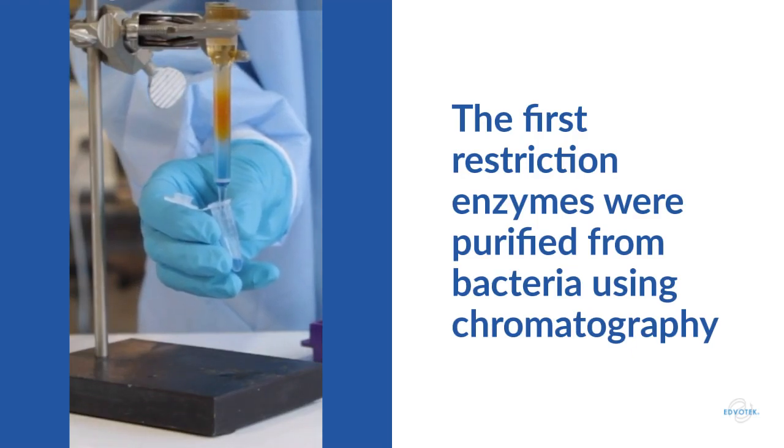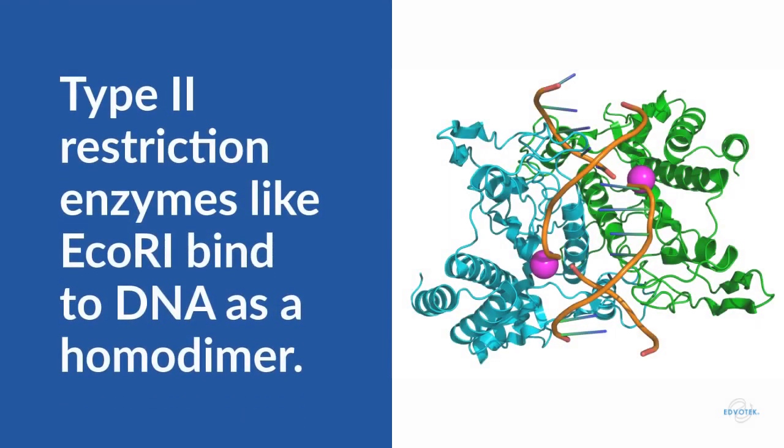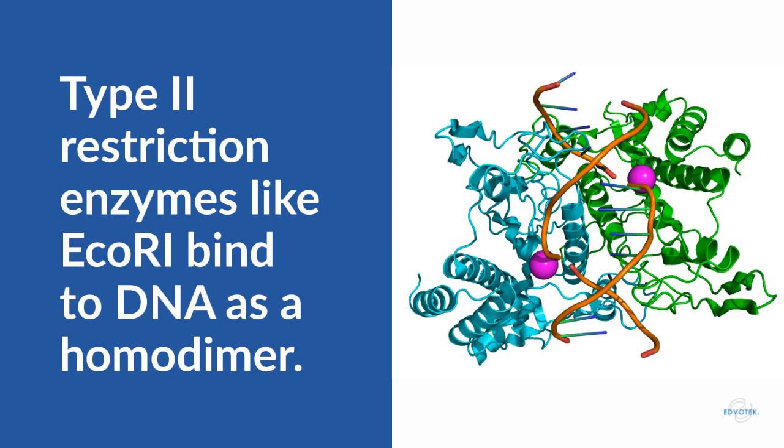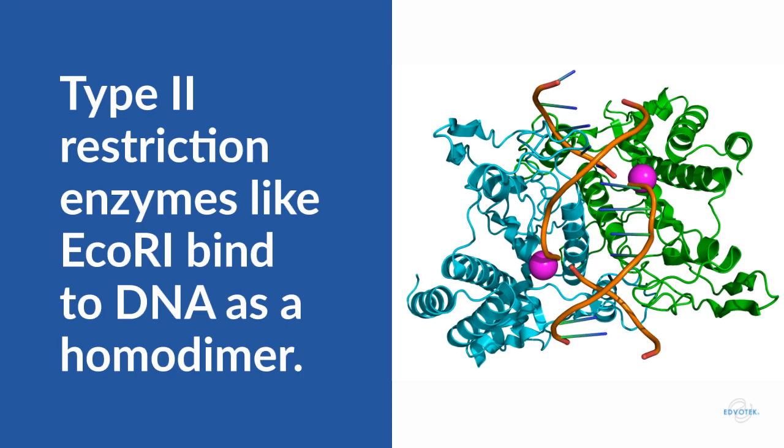the chromatography matrix. Type 2 restriction enzymes are one of the 5 types of endonucleases isolated from bacteria. They bind to DNA as homodimers with 2 identical protein subunits binding to each other. Each protein contains a DNA binding domain and an endonuclease domain for cleaving the DNA.